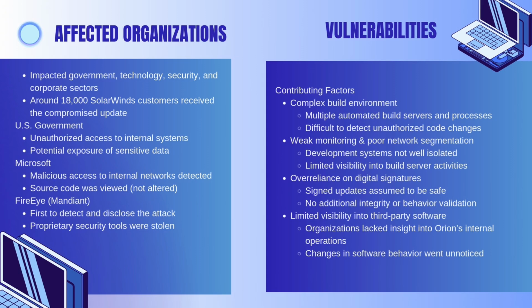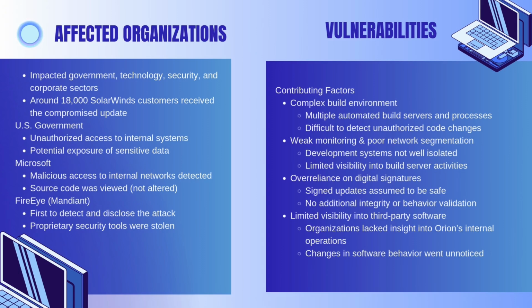Unauthorized access to internal networks occurred, internal email systems were compromised, and there was possible exposure of sensitive operational data. The next one is Microsoft. They detected malicious access to the internal system. Attackers viewed source code but did not change it, and the security team isolated and cleaned the affected environment.